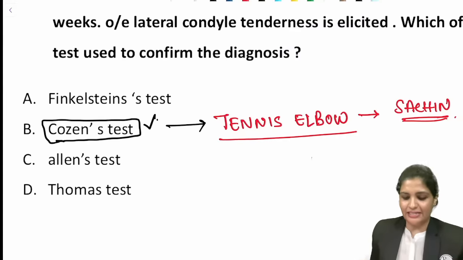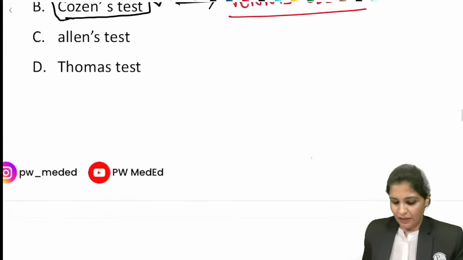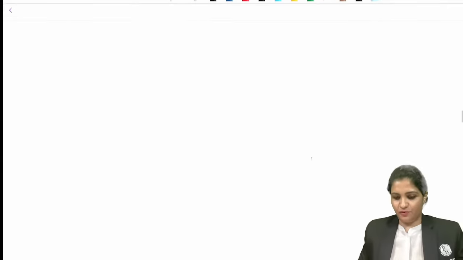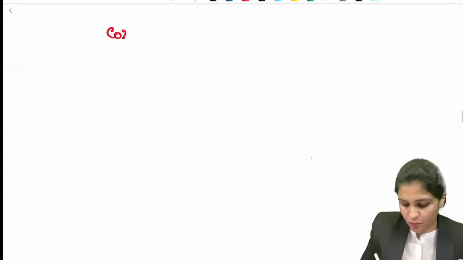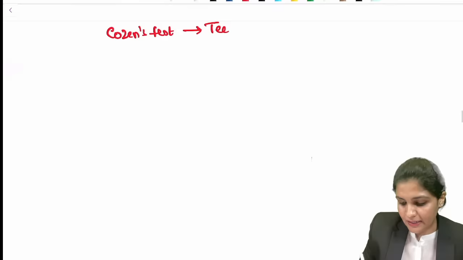Then what is Finkelstein's test used for? So, let me write a few tests for you. So, it is Cozen's test, which is used for testing your tennis elbow.